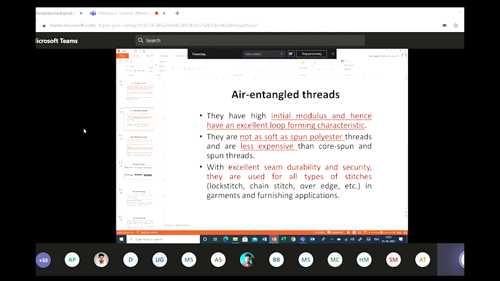So that's why I'm saying that it has excellent seam durability and seam security. Durability is due to the strength of the threads. Security is due to the loops on the thread. So they are used for all types of stitches: lock stitch, chain stitch, overedge in garments, and other finishing applications.